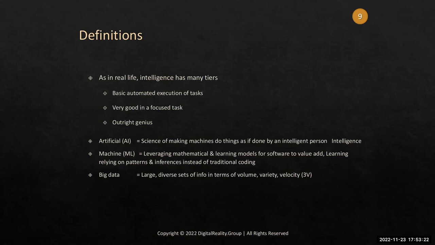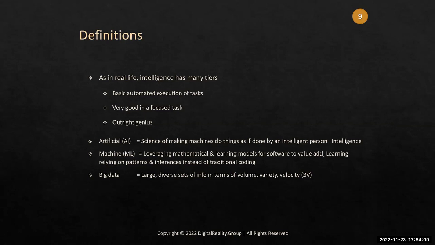So as in real life intelligence, right? Artificial intelligence has many tiers, right? You've got basic automated execution of tasks. That's very low level intelligence. There are people who are very good in a particular focused task. So that's very niche. And there are characters that are just outright genius. So there are many different levels of intelligence. So AI is similar. There's a varied spectrum of levels of intelligence in the fabric of AI. So I define AI as the science of making machines do things as if it's done by an intelligent person.